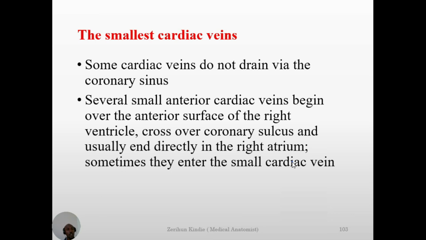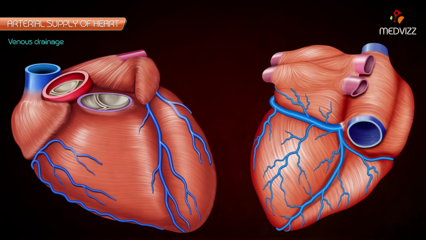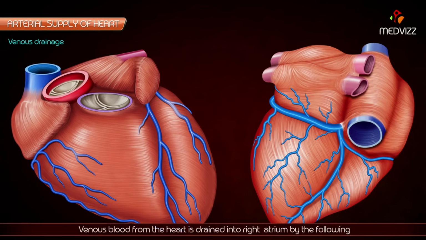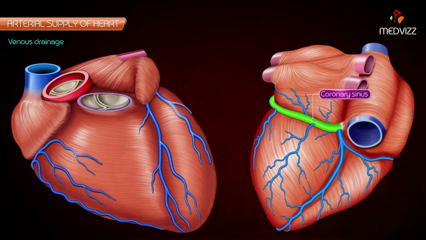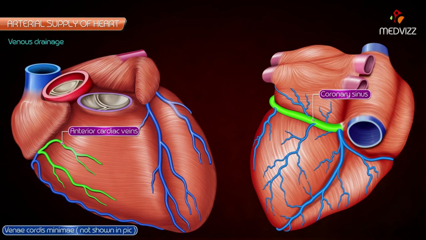Drainage of the heart. Venous blood from the heart is drained into the right atrium by the following: the coronary sinus, anterior cardiac veins, and venae cordis minimi, also known as Thebesian veins.